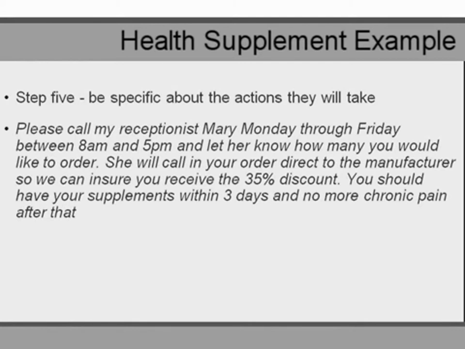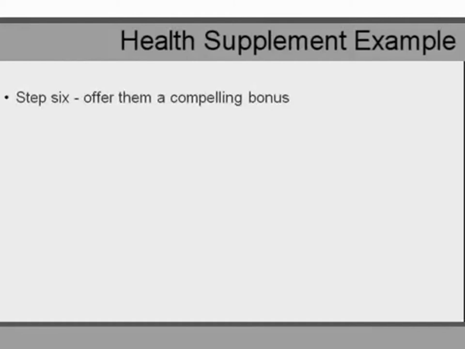It's critical to direct your prospects to take a specific action. If you don't, they often fail to take any action whatsoever. Step 6 is to offer them a compelling bonus. Once you rid yourself of your chronic pain for good, let's make sure it never returns again.